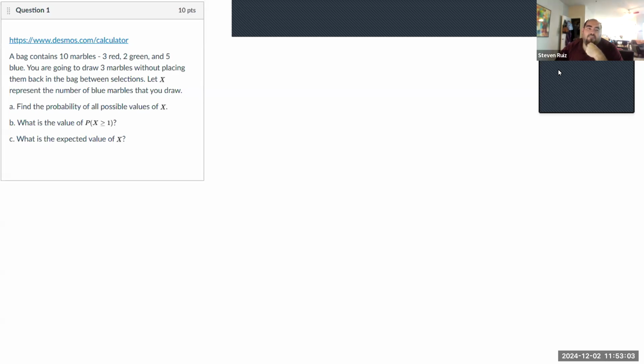I believe we have four values. I can either draw no blue marbles, or one, or two, or three. So we have to find the probability of all four of those happening. So let's say that x equals 0.